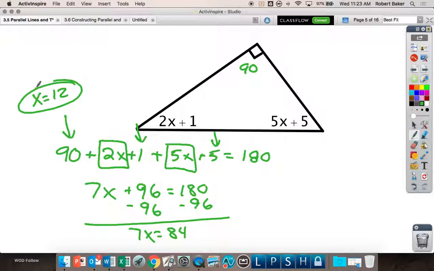What is 2 times 12 plus 1? 25. Uh-oh. What is 5 times 12 plus 5? Now that you see the answer, is there a more efficient way to get there? You just combine the like terms. But is that equally efficient?